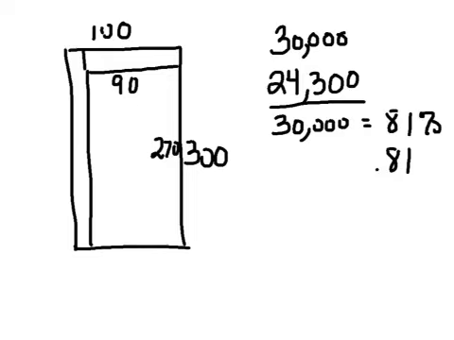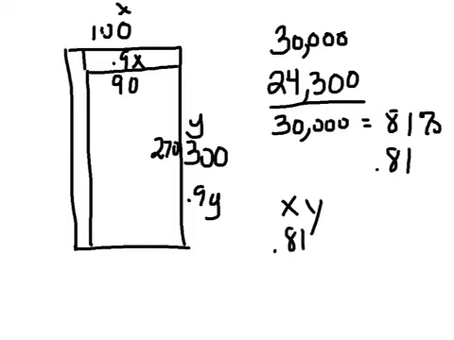So basically, if the original amount is x and this is y, then this side is going to be 0.9 of x, and this is going to be 0.9 of y with the new dimensions. And so basically, where our first beach towel before shrinkage had an area of x times y, our shrunk beach towel has an area of 0.81 times x times y, because 0.9 times 0.9 is 0.81. So 81% of xy.